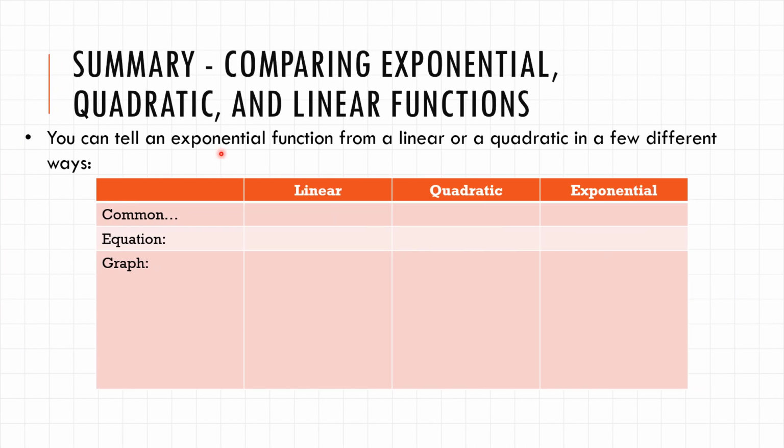And that's it. You can tell an exponential function from a linear or quadratic in a few different ways. Linear functions have a common first difference, quadratics have a common second difference, and exponentials have common first ratios.